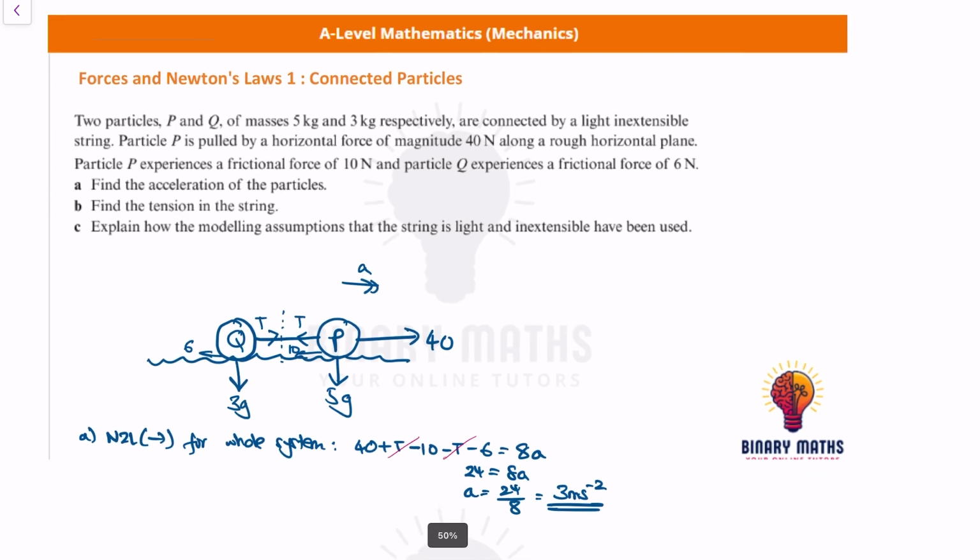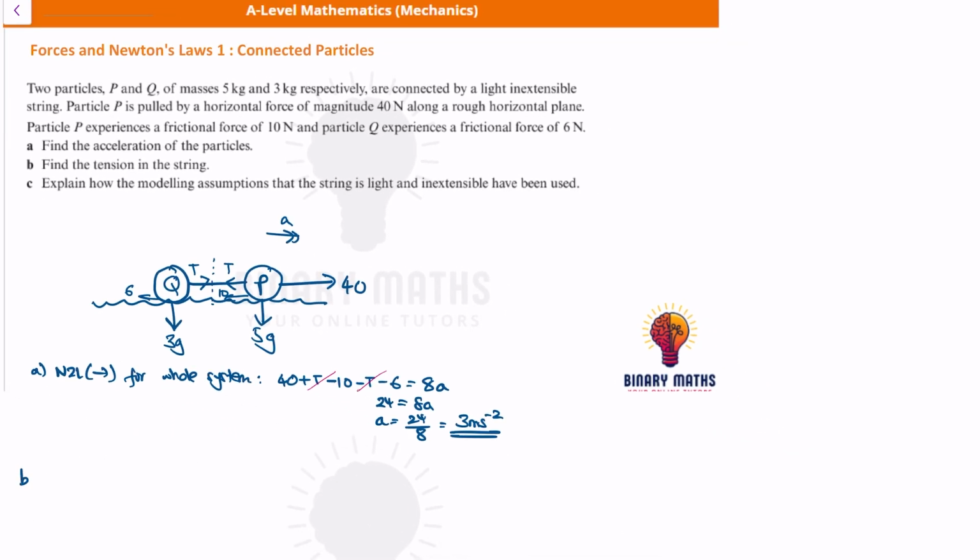So that's the acceleration. Now find the tension in the string, so that means find T. We have two things that we can work with, either isolate P or isolate Q. So we're going to apply Newton's second law horizontally for Q. That means forces acting to the right, which is T, minus forces acting to the left of Q, which is 6, must be equal to mass, which is 3, times acceleration, which is 3. So T minus 6 must be equal to 9, so T must be equal to 9 plus 6, which is 15 newtons. So the tension is 15 newtons.